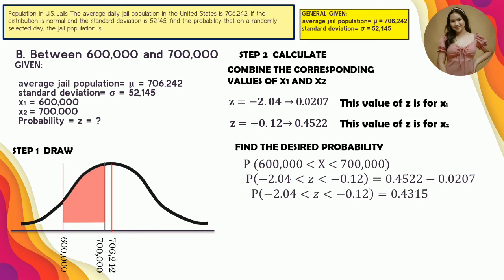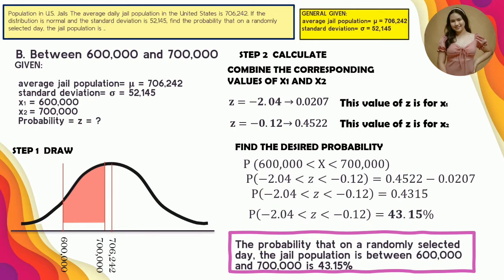And now we have 0.4315. And we multiply it by 100, so we get its percentage. And now we have 43.15%. Therefore, the probability that on a randomly selected day, the jail population is between 600,000 and 700,000 is 43.15%.